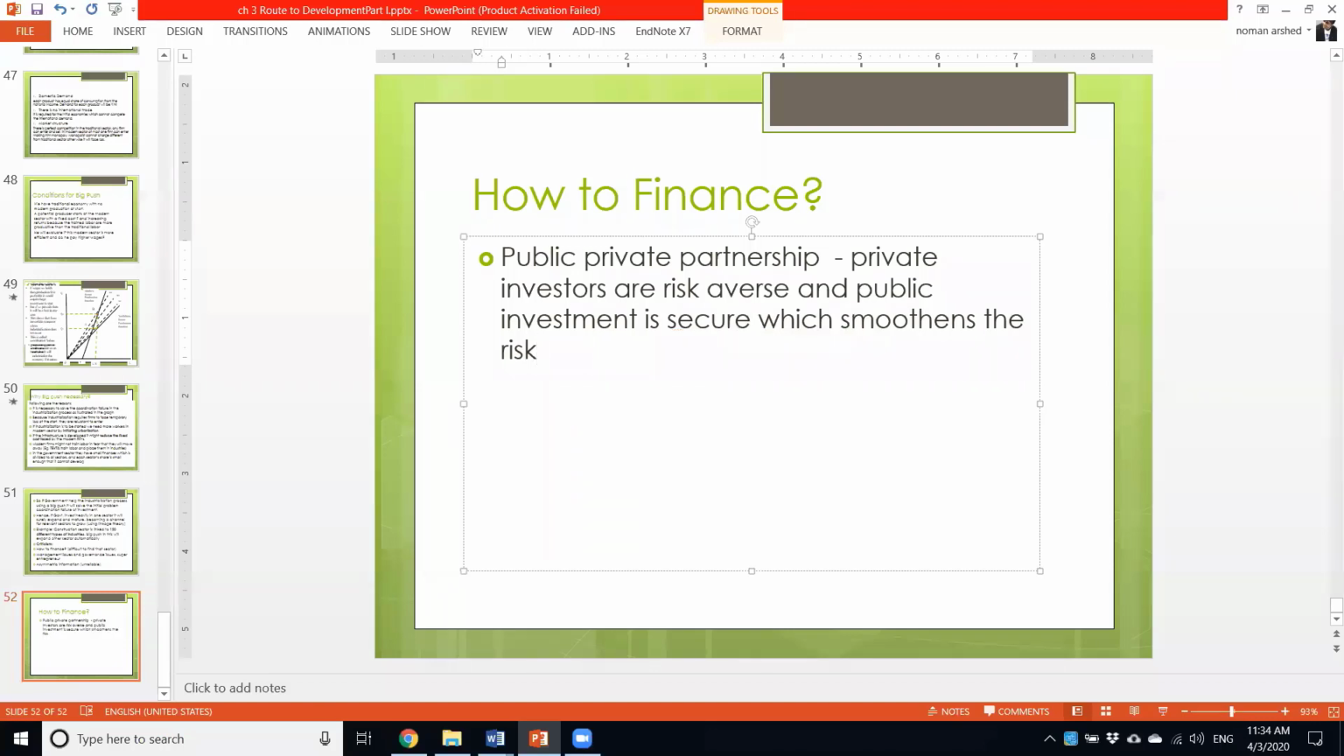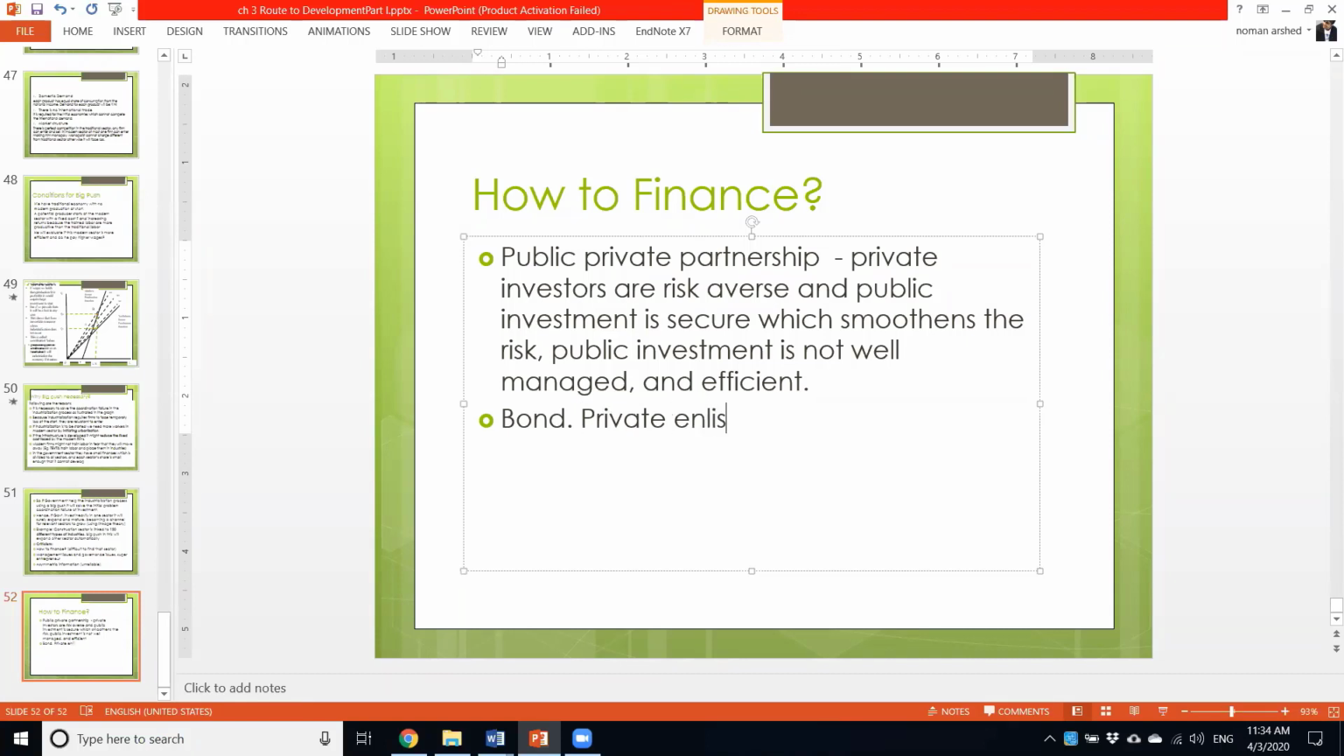But the problem is that public investment is not well managed and efficient. So we need to mix the two properties: the efficiency property of the private sector and the risk smoothing property of the public sector, so that we can merge them together. We can make an investment bond where the funds are joined together, or a private sector company lists itself in the stock market, meaning they sell some of the shares to the government, and then it becomes a public private partnership.